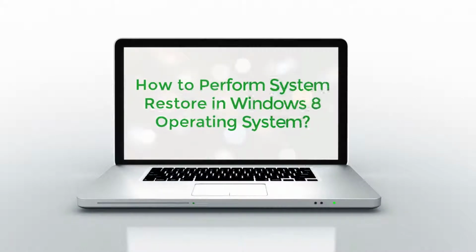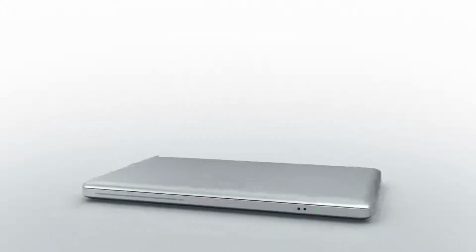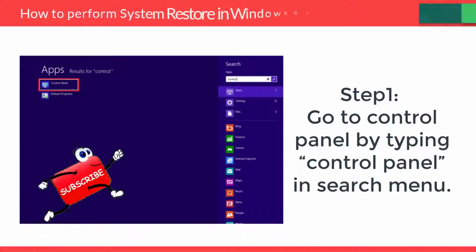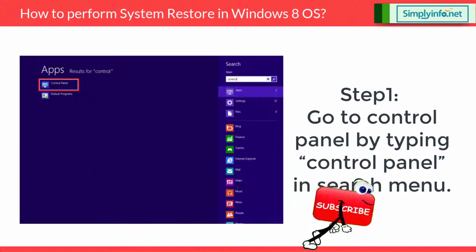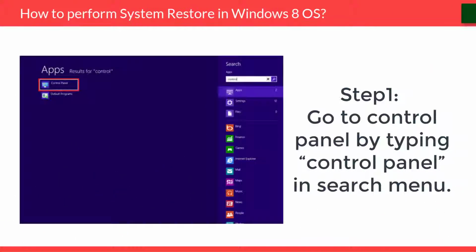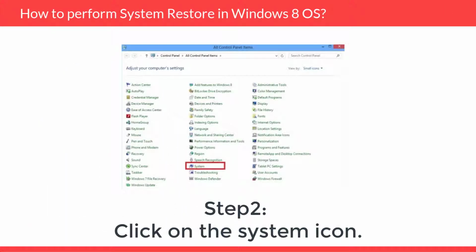How to perform system restore in Windows 8 operating system. Step 1. Go to the control panel by typing control panel in search menu. Step 2. Click on the system icon.